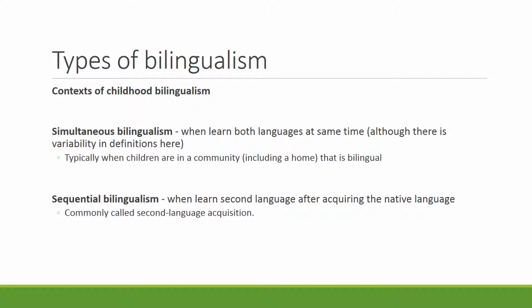Sequential bilingualism occurs later on in life. So a native language has been established, they're very proficient in it, they can communicate with whoever they need to very well in that language, and then either through direct effort or through just sort of happenstance exposure, they acquire a second language. So one language is learned first, and then another language is learned after that. We call this sequential bilingualism.